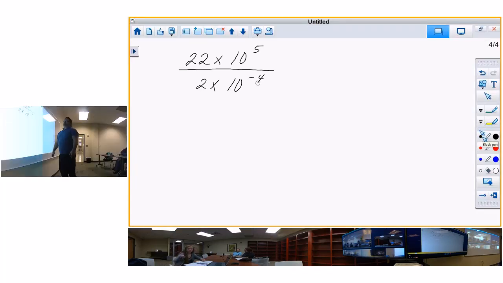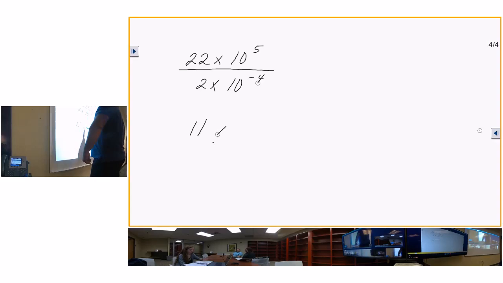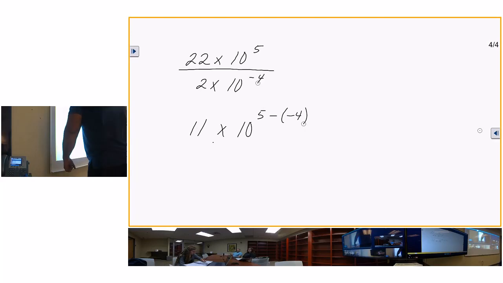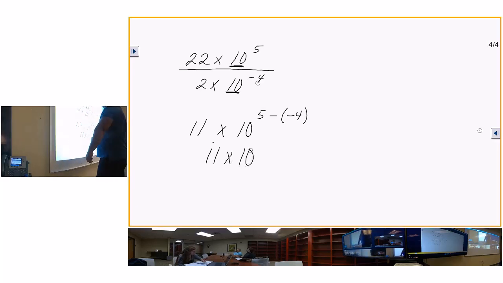Okay, so what's 22 divided by 2? 11, times 10 to the 5 minus a negative 4. What do you do when you have the same base and you're dividing exponents? You subtract them. So that's going to give us 11 times 10 to the 9th. Are we done?